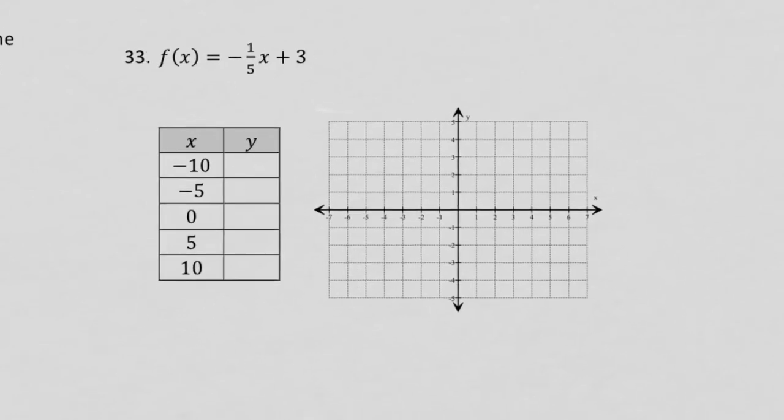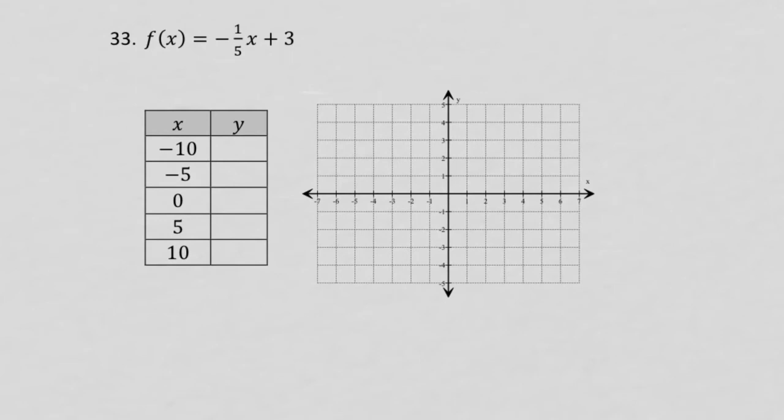But we have to do the work. So let's plug in negative 10 to start with. So this is what it's going to look like. F of x, which is negative 10, equals negative 1/5. Let me erase that. That looks horrible. Negative 1/5 x plus 3. So let's start plugging in numbers, starting with negative 10.